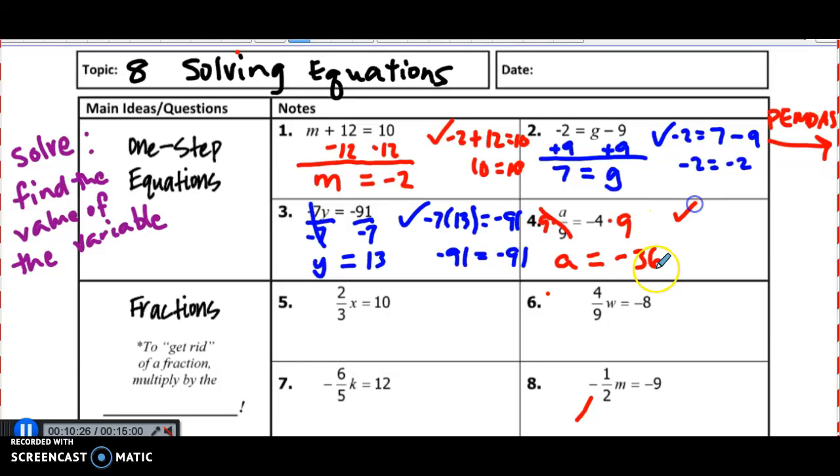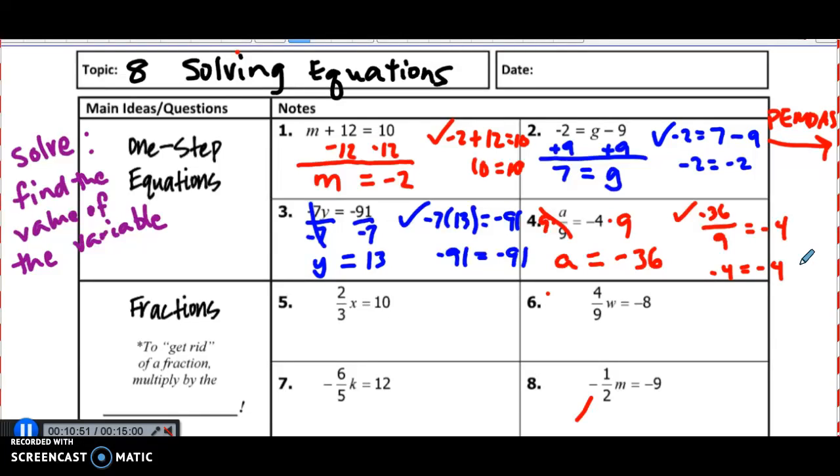Let's go ahead and check our work and substitute my solution back in for a. So I'm going to rewrite my equation, putting negative 36 in for a. And when I divide negative 36 by 9, I do in fact get negative 4. So this equation stays balanced because negative 4 equals negative 4.